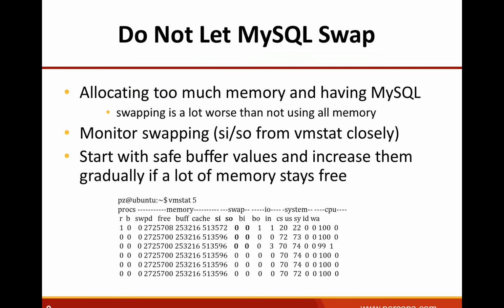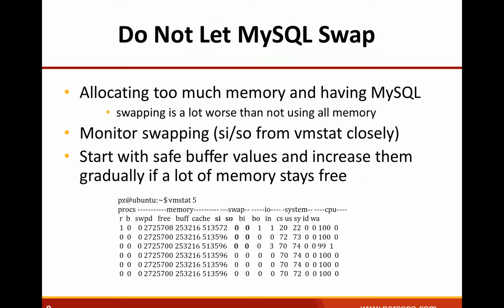The most common general configuration mistake we see is allocating too much memory to MySQL, and then MySQL starts to swap. This is very bad. You never want your database to be paging and swapping actively. It is much better to have a little bit of memory free, and not use all memory, than to overcommit and have the system swapping.